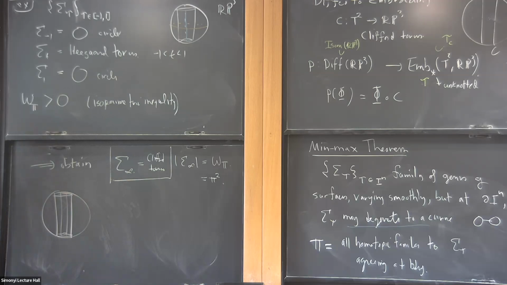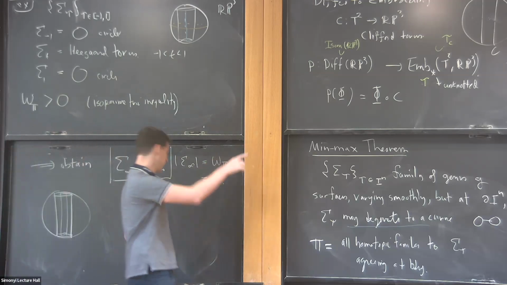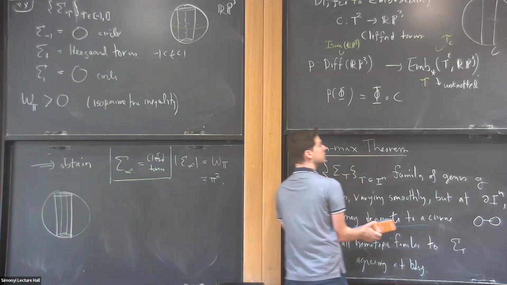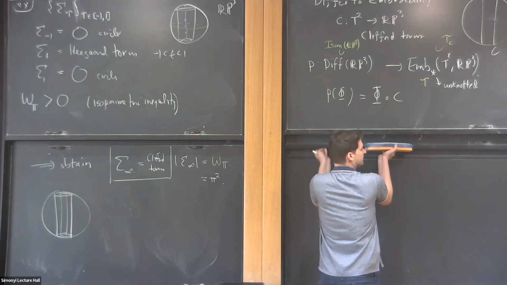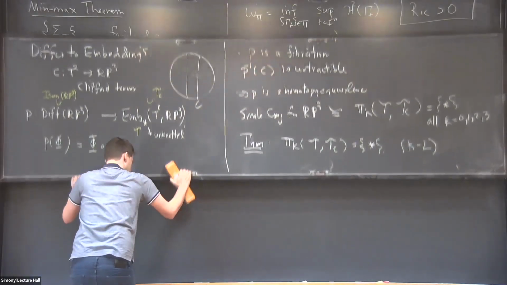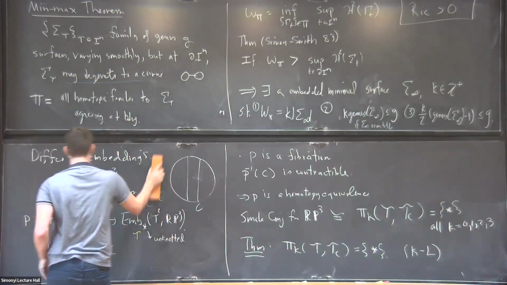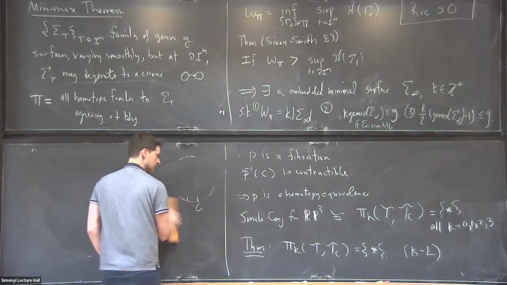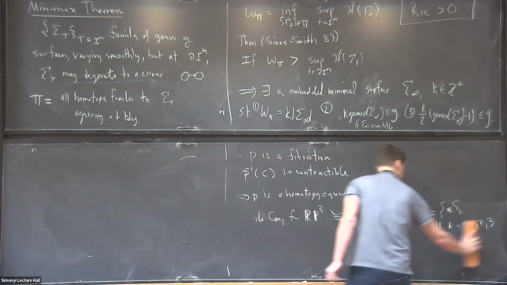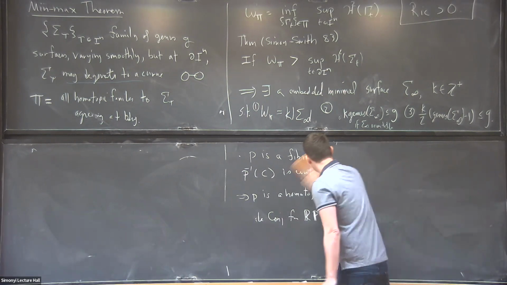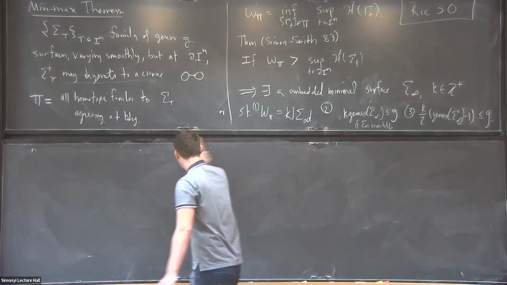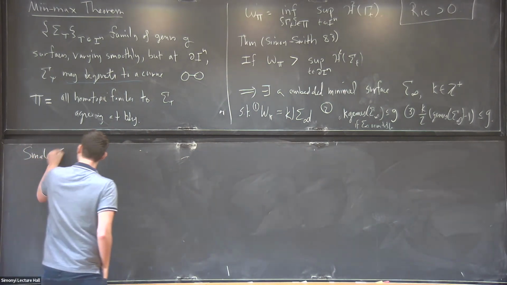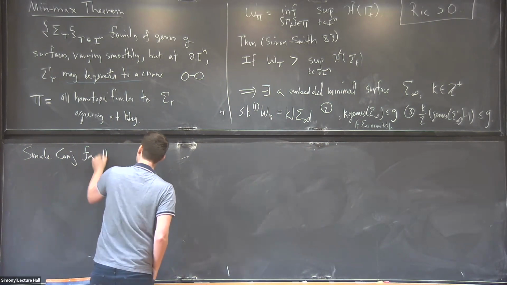And this is just one parameter, but of course we need to deal with many parameters, and that's what the Smale conjecture is about. So maybe I'll erase this theorem up, since we will use it. So in the last couple of minutes, I could explain the idea. So the Smale conjecture for RP3.